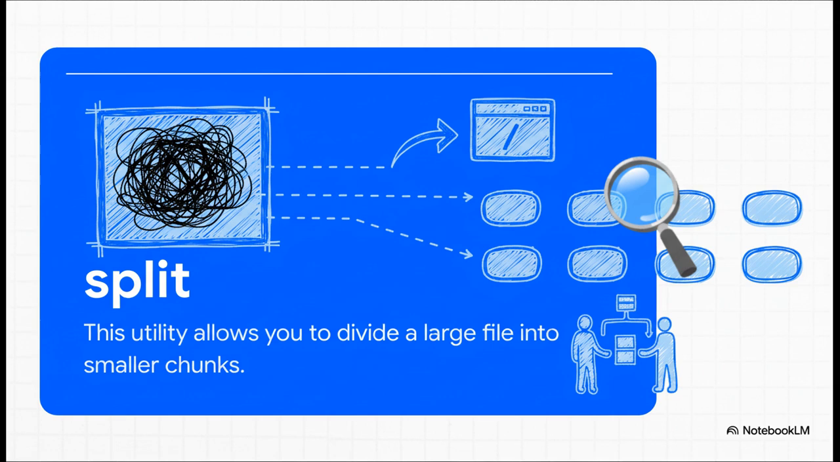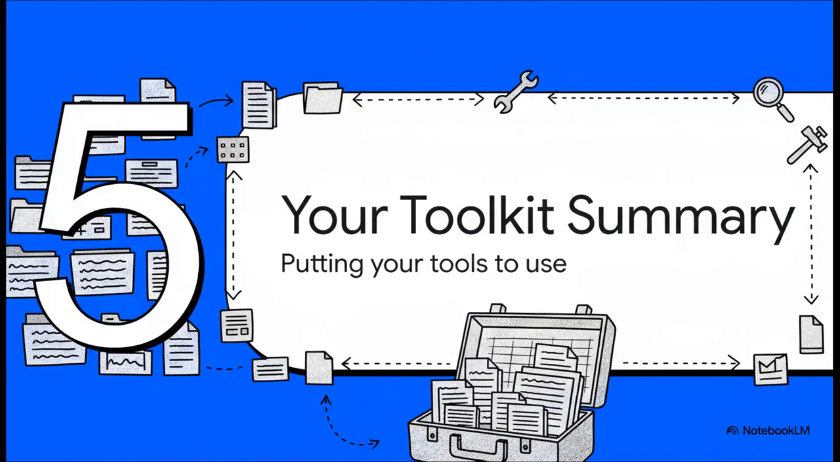So for example, split -l 1000 large_log.txt would break your big file into a bunch of smaller files, each with 1,000 lines. Now you can easily send those little pieces, and your colleague can put them back together. Simple. Phew, we've covered a lot of ground.